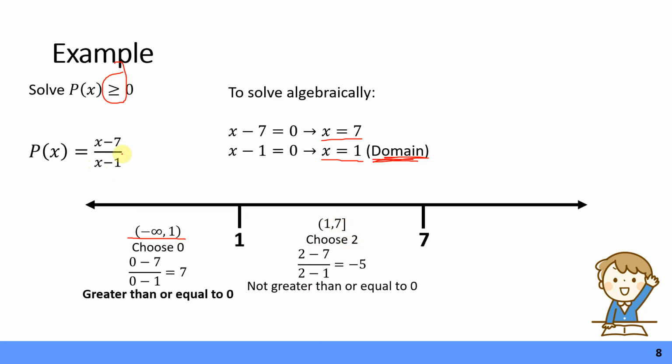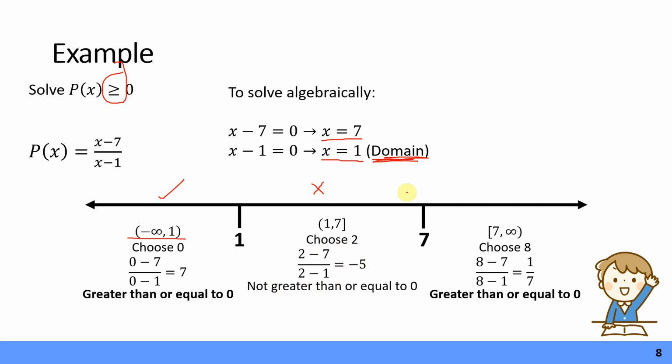I chose 2 and I substituted to the problem. You can do the math on your own, but I ended up getting negative 5. Since it's a negative number, this one is not greater than or equal to 0. So this is not going to be one of my answers. So we found 1. This one's not. Let's check the next one.